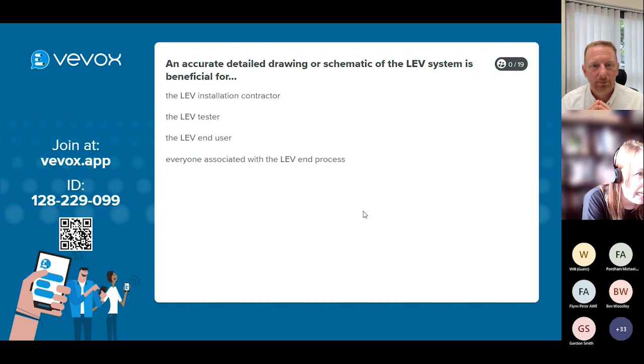Okay, right. Next one. An accurate, detailed drawing or schematic of the LEV system is beneficial for the LEV installation contractor, the LEV tester, the LEV end user, everyone associated with the LEV end process.